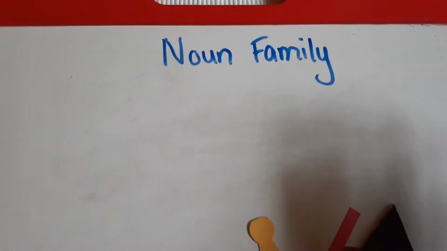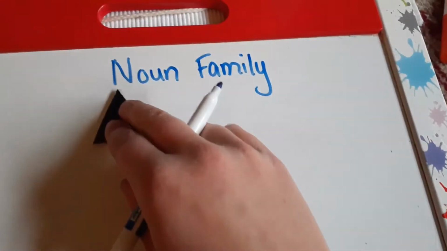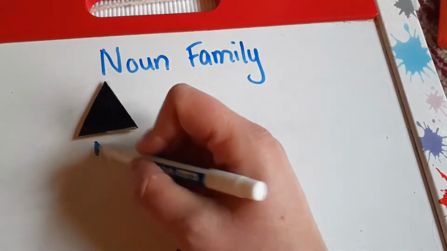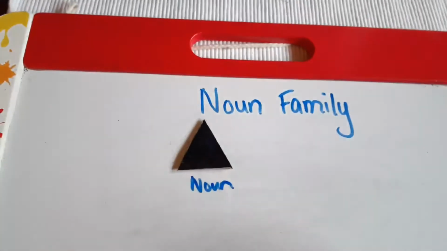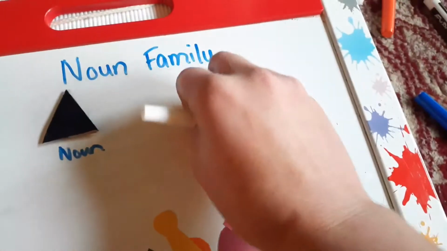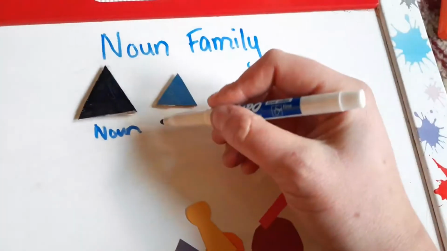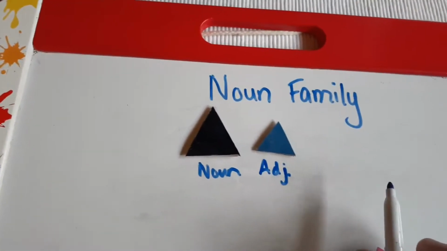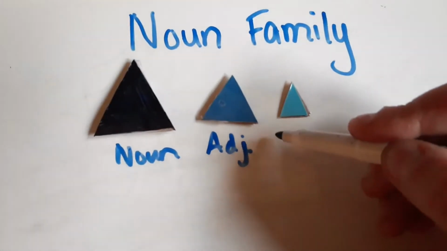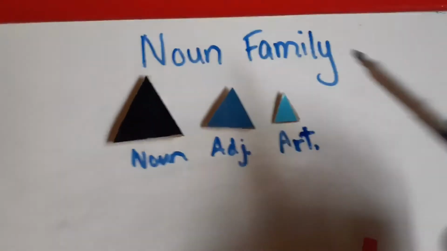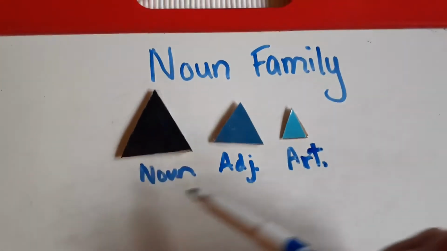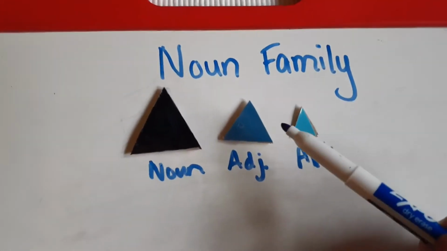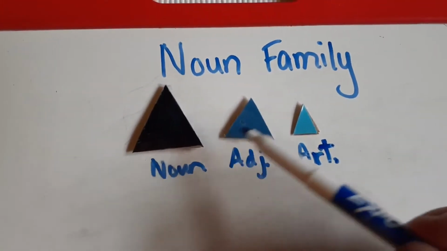The noun family comprises primarily of the 3 grammar symbols. We have the black triangle, which is our noun. We have the dark blue triangle, which is the adjective. And we have the light blue triangle, which is the article.